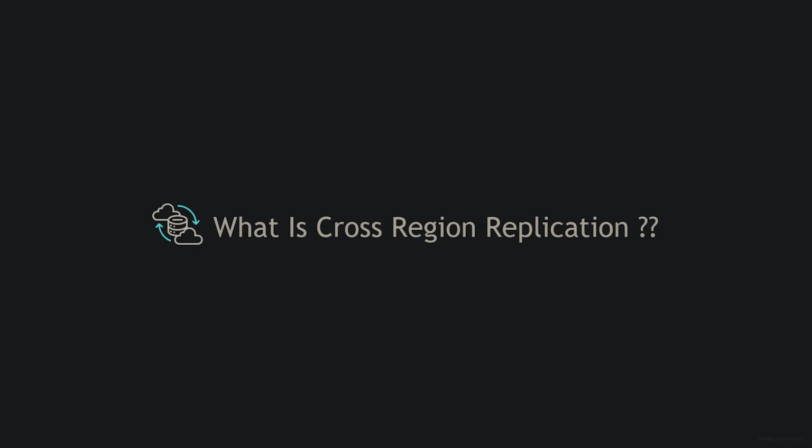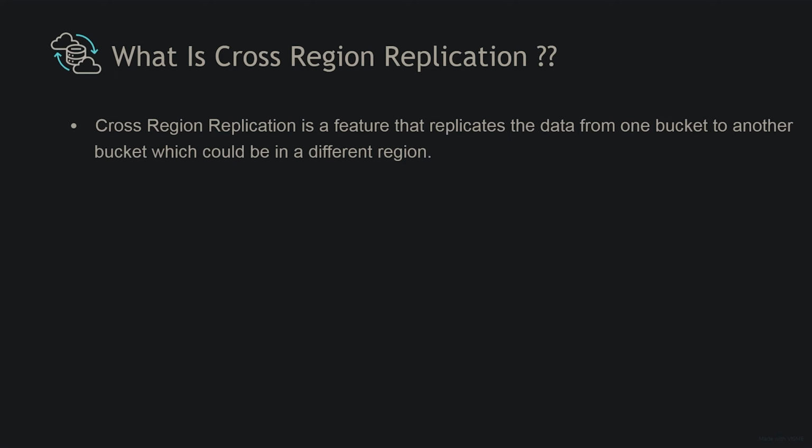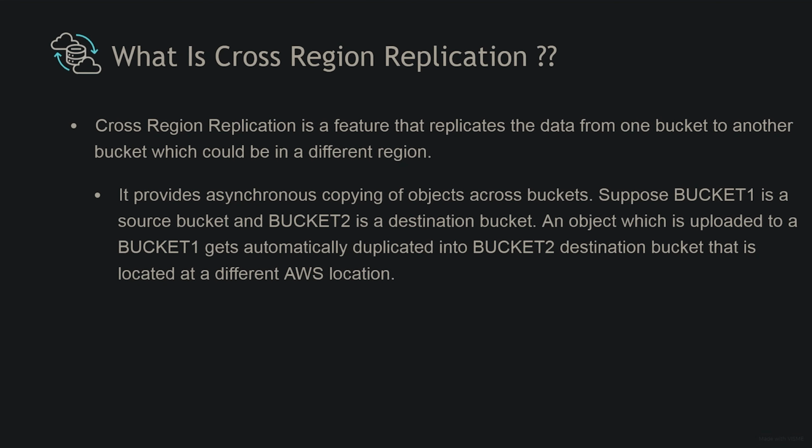So what is cross-region replication? Well, cross-region replication is a feature that replicates the data from one bucket to another bucket, which could be in a different region. This is what cross-region replication means. Then it also provides asynchronous copying of objects across buckets. Suppose bucket 1 is a source bucket and bucket 2 is a destination bucket. An object which is uploaded to bucket 1 gets automatically duplicated into bucket 2, and that is located in a different AWS location, and this is how cross-region replication works.